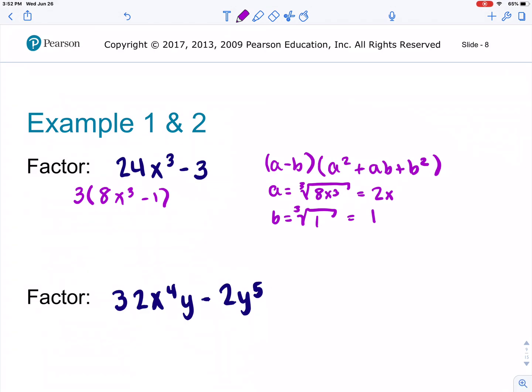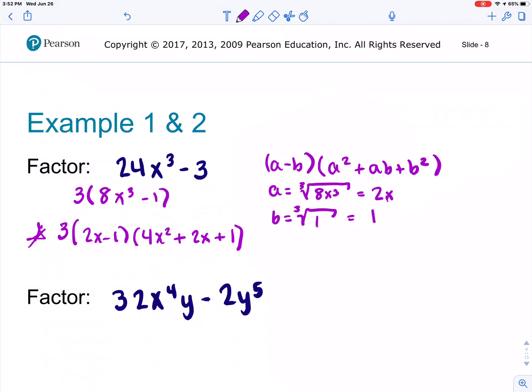So a is going to be 2x and b is going to be 1. I'm just going to put it in there. Bring my 3 down because he's still part of the answer. So I'm going to say 2x minus 1 for a minus b. Again, just like I explained in the last video, when you do a squared, and a is 2x, you've got to say 2x times 2x, which is 4x squared, plus a times b, so 2x times 1 is 2x, plus b squared, which is 1. So then there's my factored polynomial.